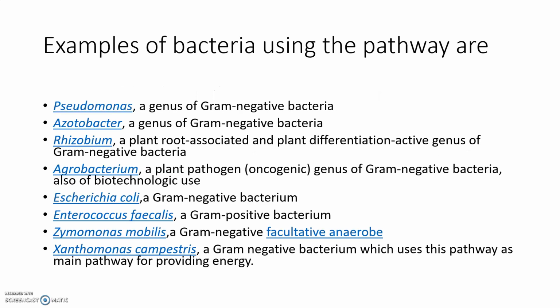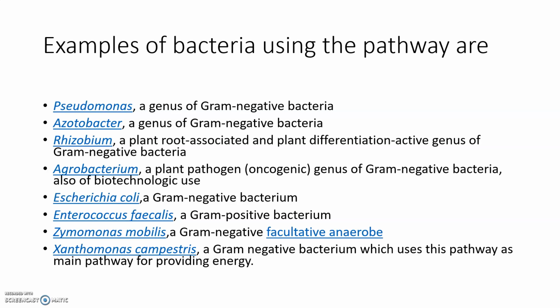Now, next are the examples of bacteria using the pathway: Pseudomonas, a genus of gram-negative bacteria; Azotobacter, a genus of gram-negative bacteria; Rhizobium, a plant root associated and plant differentiation active genus of gram-negative bacteria. This Rhizobium is usually present in the soil. It is a plant root associated bacteria. Next is Agrobacterium. It is also a plant pathogen which comes under gram-negative. They are also used for biotechnological purposes.